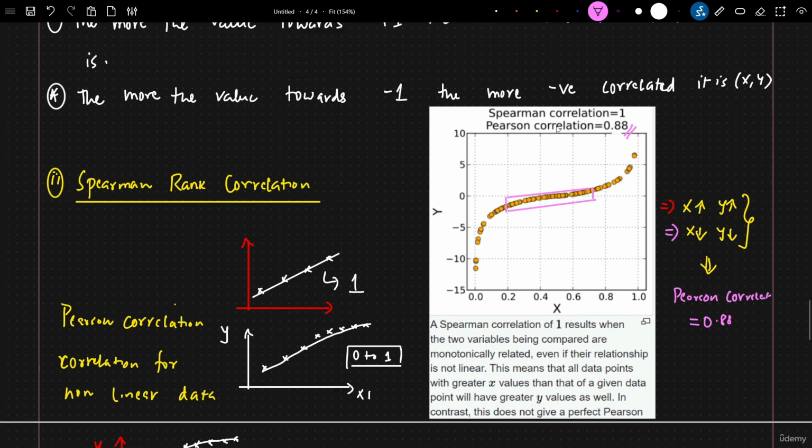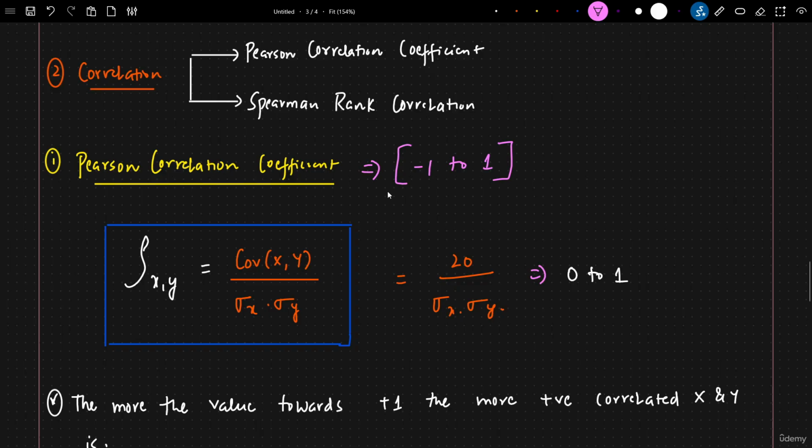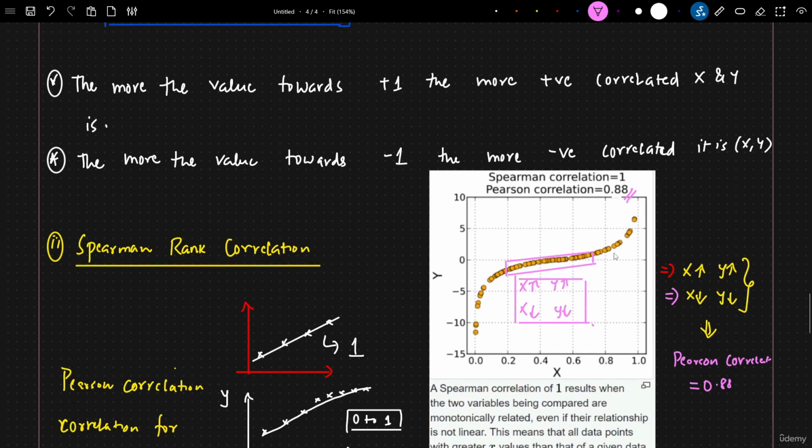Because of this, your Spearman correlation will always be equal to 1. Even though you have less deviation from here, where X is increasing and Y is also increasing by a lesser amount, at any point of time it will be able to capture this entire information. That is how the non-linear properties get captured. Very simple. With the help of the Pearson correlation coefficient, you're not able to capture this non-linear behavior.